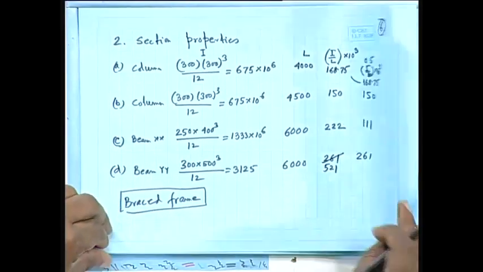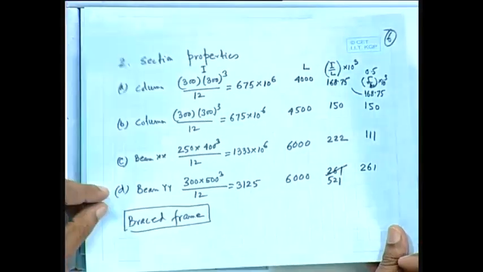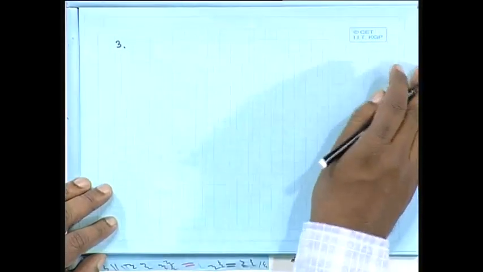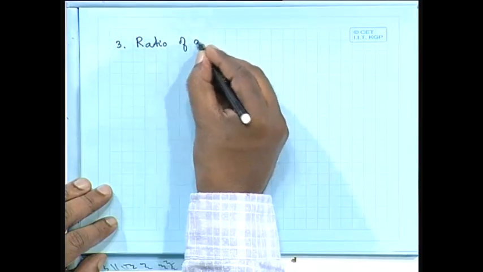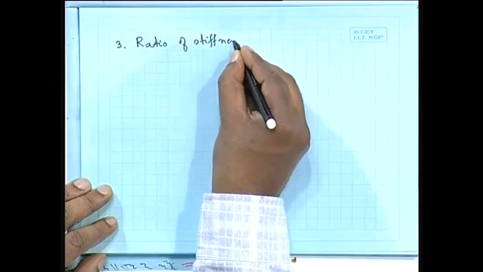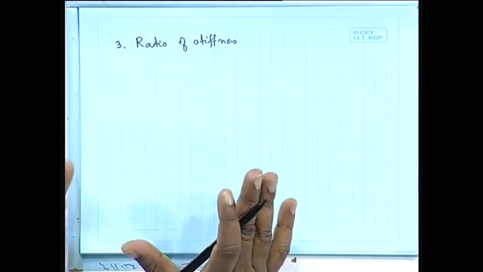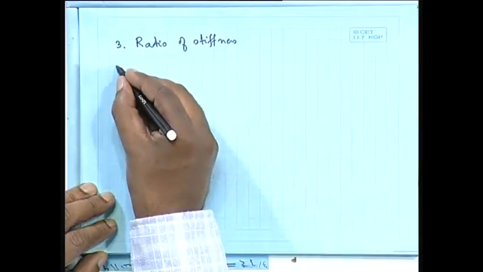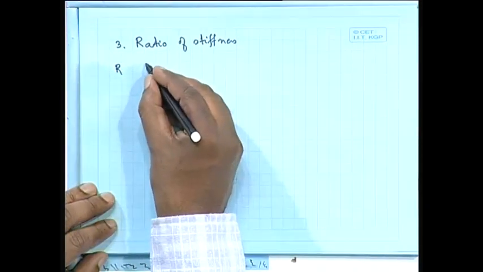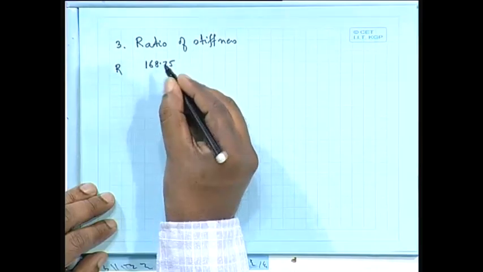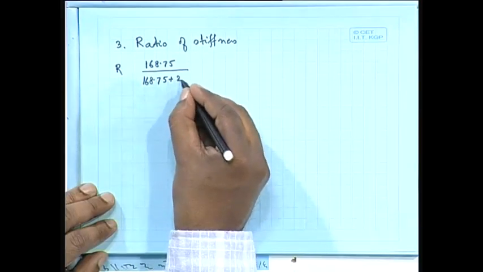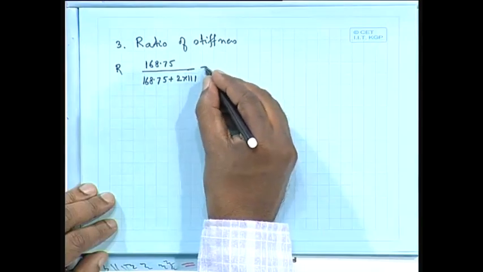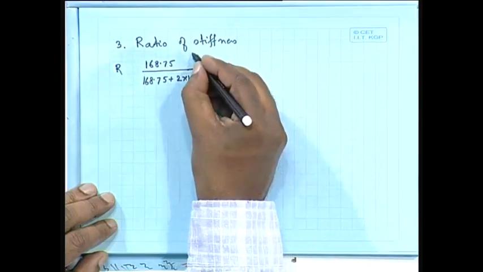Now, we can find out the stiffness, ratio of the stiffness we can find out at different joints. That means, ratio of stiffness means the column stiffness and the overall stiffness of that particular junction. So, top one is roof: 168.75 divided by 168.75 plus 2 into 111, that is the beam, which comes as 0.43, that is XX.